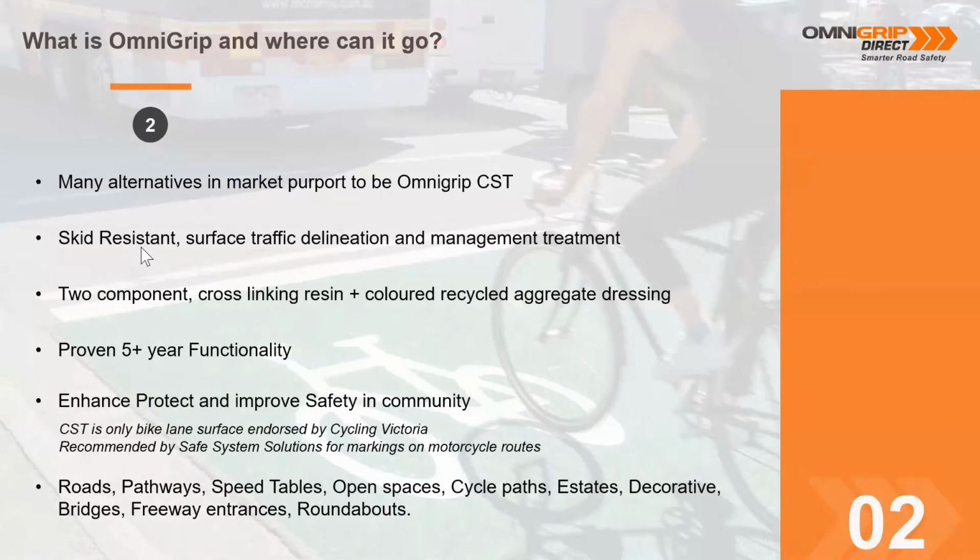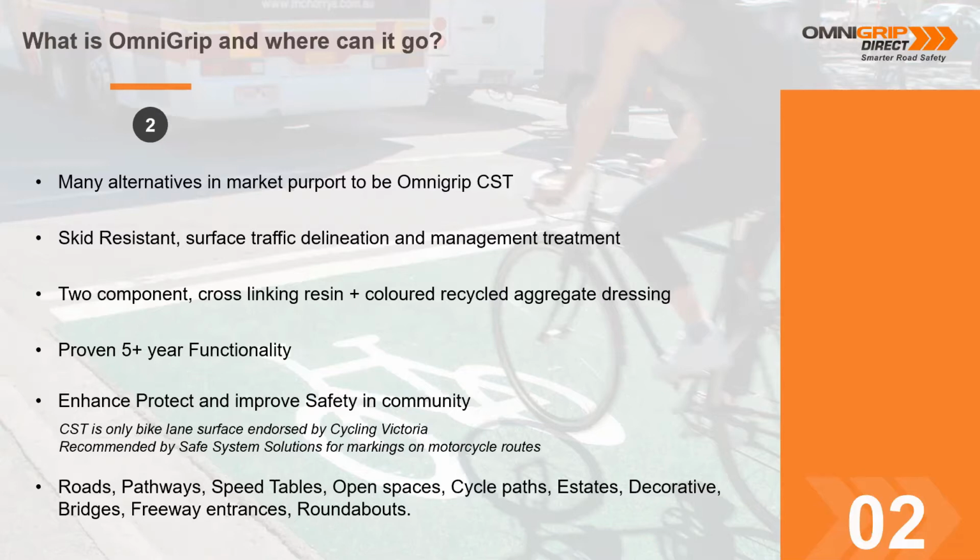Now, what I'd like to talk about now is the key elements of what OmniGrip CST actually is. So the nature of competition in any market can create a bit of uncertainty around what products are and then also how they perform in the market that we're in. So what we've found so far is that many alternatives are in the market that purport to be OmniGrip CST, and that can compound a bit of confusion and uncertainty around what is what out there in the market. So what I'd like to do now for the next couple of minutes is just take a moment to explain what OmniGrip CST actually is.